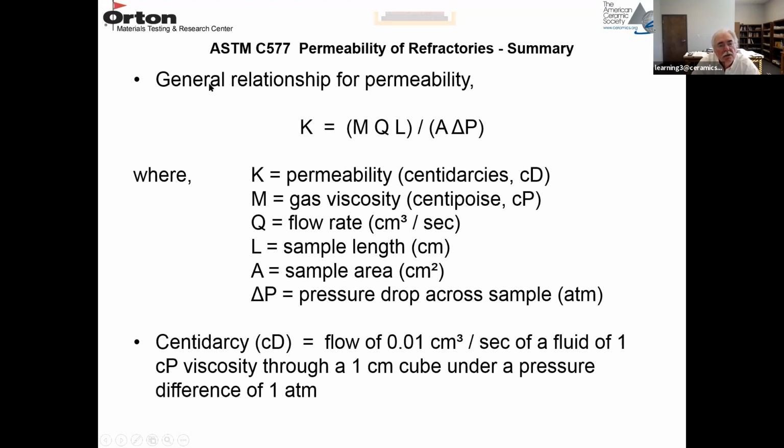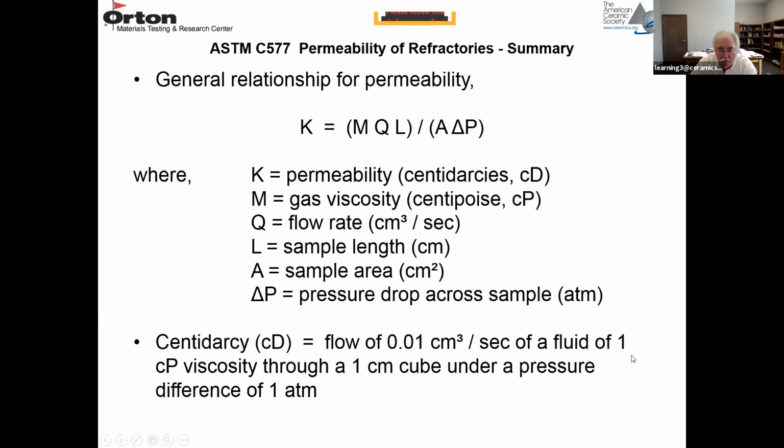So here's the general relationship for permeability. K equals permeability in centidarcies. K equals M, the gas viscosity of whatever gas you're using, in centipoise. Q is the flow rate of that gas in cubic centimeters per second. L is the length of the sample, and A is the area of the sample. The length is in centimeters and the area is in square centimeters. The pressure drop across the sample is delta P in atmospheres.